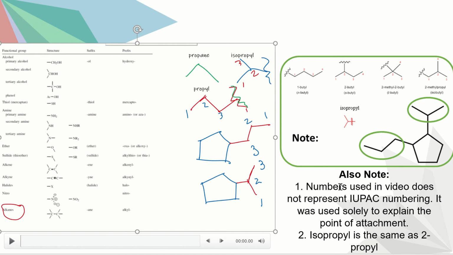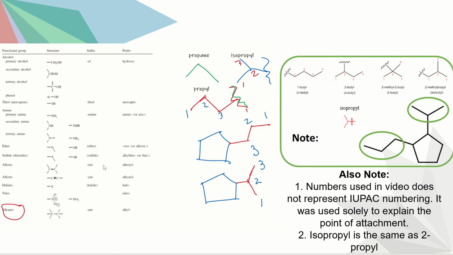But just to note from the video that the numbers used in the video do not represent IUPAC numbering. It was used solely to explain the point of attachment. So here when we have 1, 2, 3, we're not saying this is carbon 3, we're just using it to explain the point of attachment. So there's no relation to the IUPAC name. And secondly, isopropyl is the same as 2-propyl, which is necessary information to answer one of the questions.